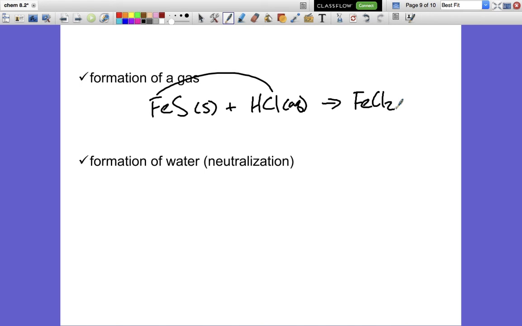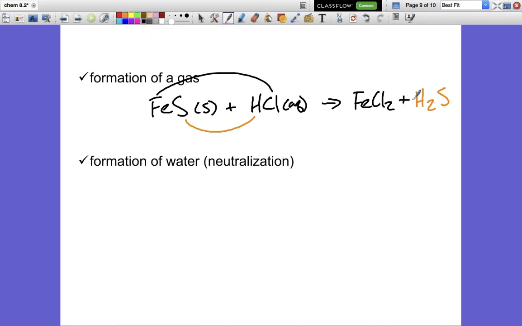Again, it doesn't matter which kind of iron that is, and that was an iron 2 sulfide, because sulfide has a -2 charge. That iron must also have a +2 charge. So it's ferrous chloride as a product. But then I'm also going to make this, put hydrogen and sulfur together. Again, hydrogen would have a +1 charge. Sulfide has a -2. So when I put these together, it's going to look like this.